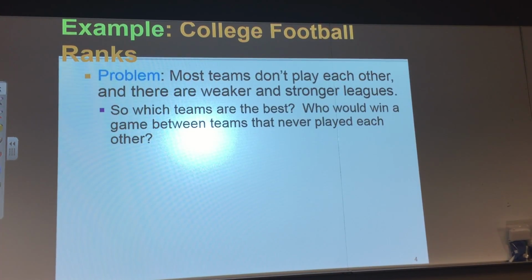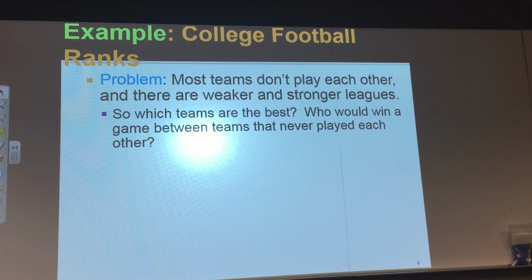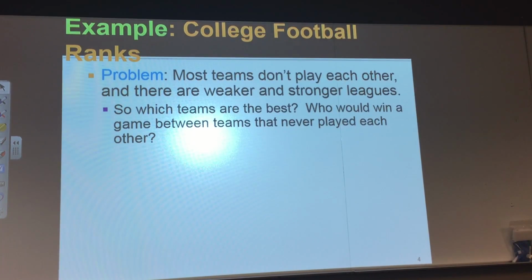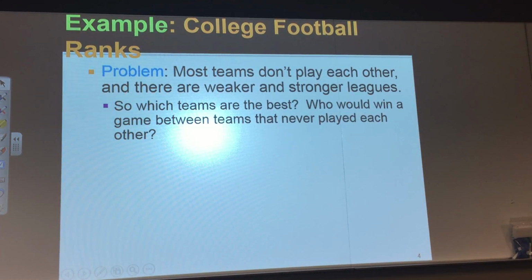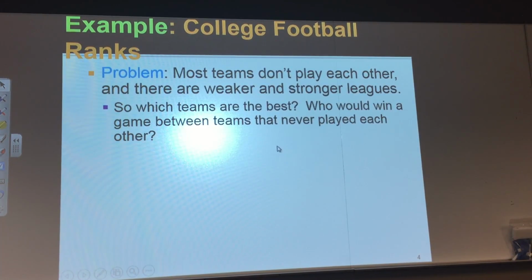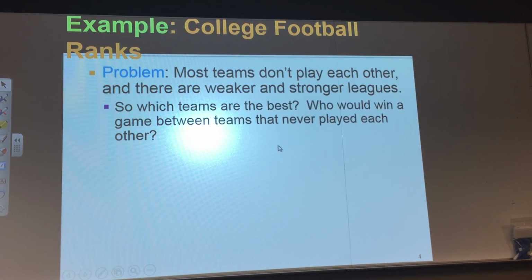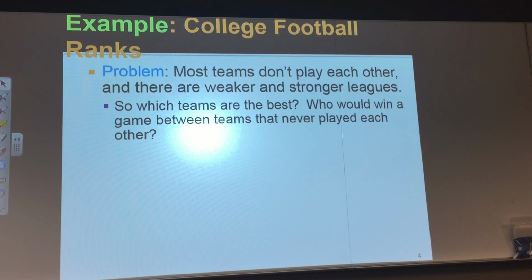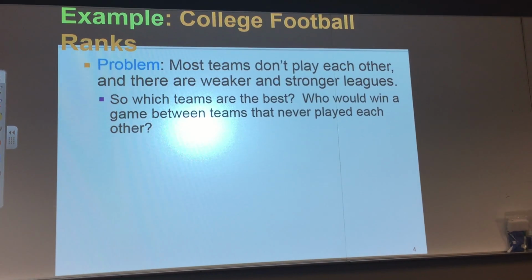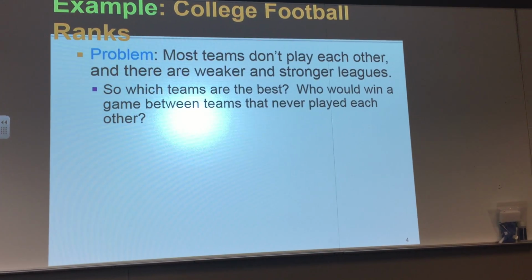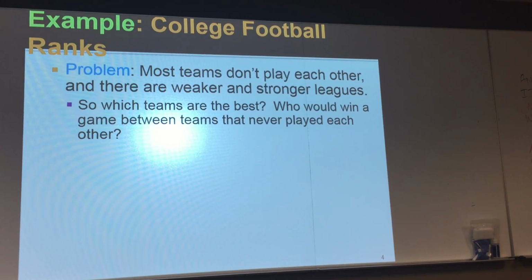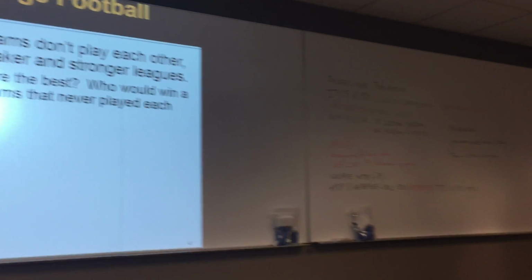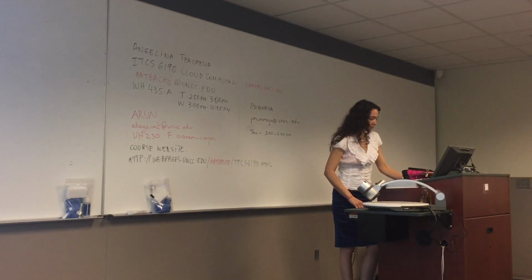So how are we going to determine who would win the game between teams that have never played with each other before? That's a form of model that we have to build, because we want to predict who would win the game if we don't know whether these teams played before or what the result of their game was.